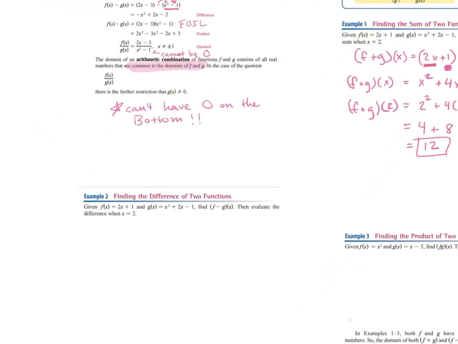Okay, our next example is subtracting our functions. So we need to find f minus g of x and then evaluate the difference when x is equal to 2. So first we need to find f minus g of x. So we take our f of x, which is 2x plus 1, and subtract our g of x, which is x squared plus 2x minus 1.